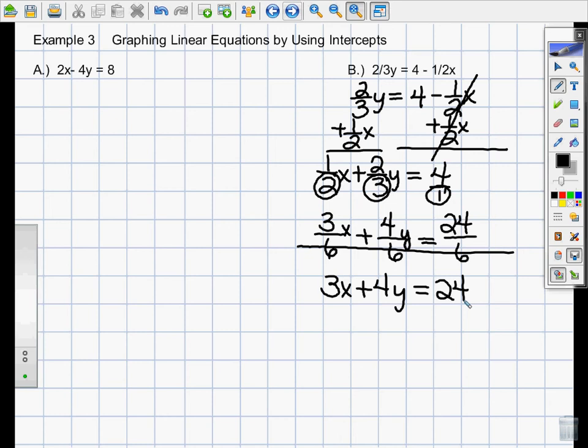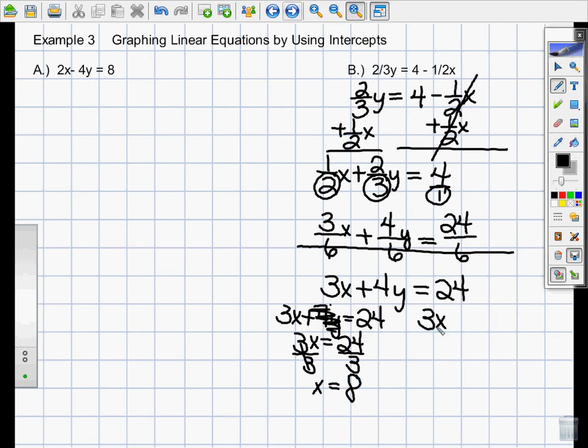So let's take a look. We're going to do the cover-up method. So I'm going to write off to the side, rewrite my equation, and I'm going to look for the x-intercept. So if I'm looking for the x, I'm going to cover up the y. So what I have here is 3x equals 24, and I'm going to divide each side by 3. And so this time, my x-intercept is going to lie on positive 8. All right, that's going to be easy to graph, no problem there.